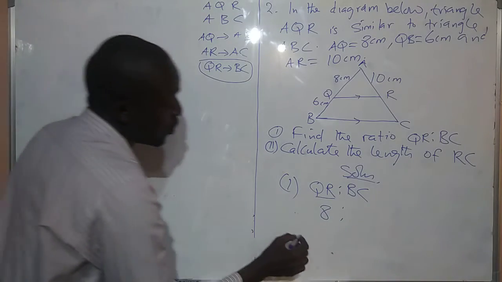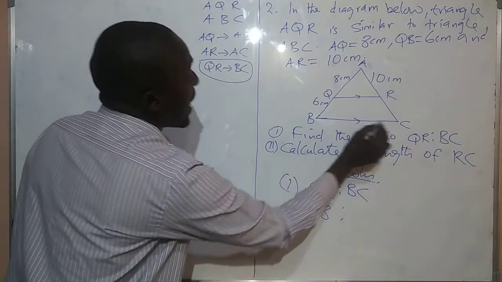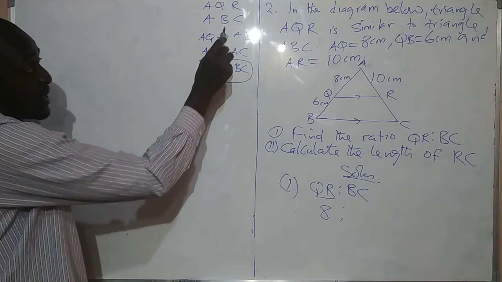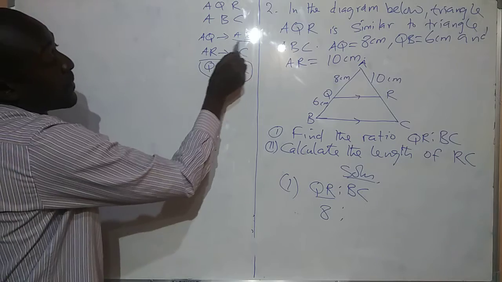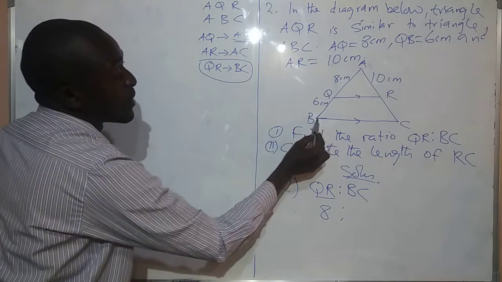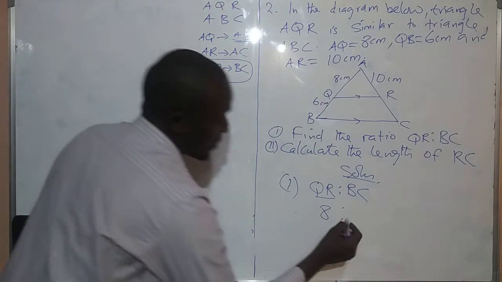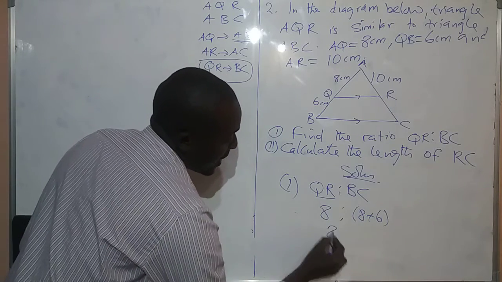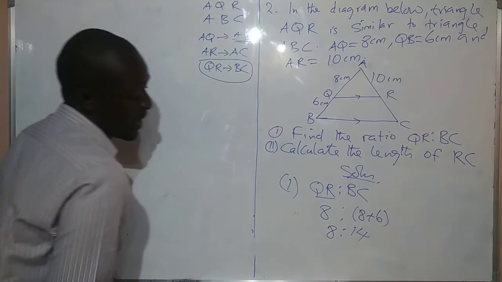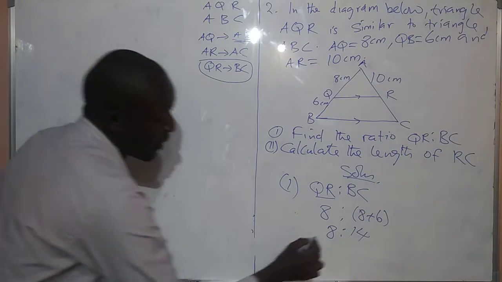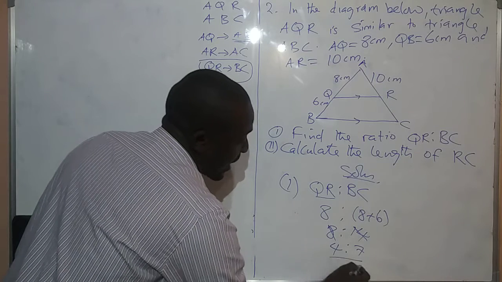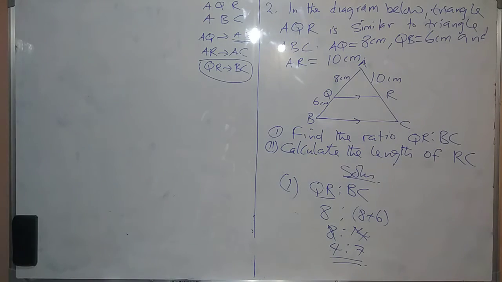And then BC is from the big triangle. But we can even use this one here, because they are just the same. AB is from here up to there, so you add 8 plus 6. You are going to have 8 to 14. Then we can simplify this ratio. 2 there is 4, 2 there, we have 7. And so this is the ratio QR to BC.